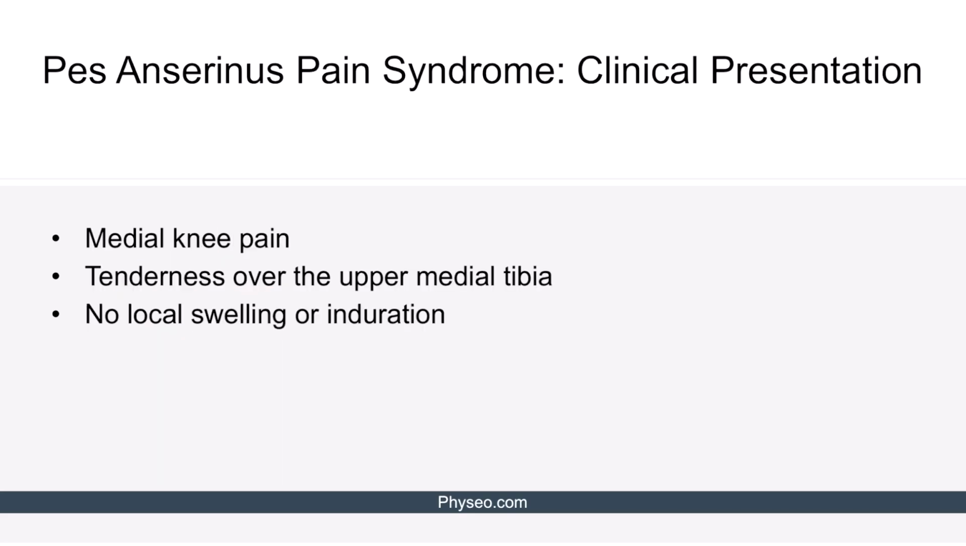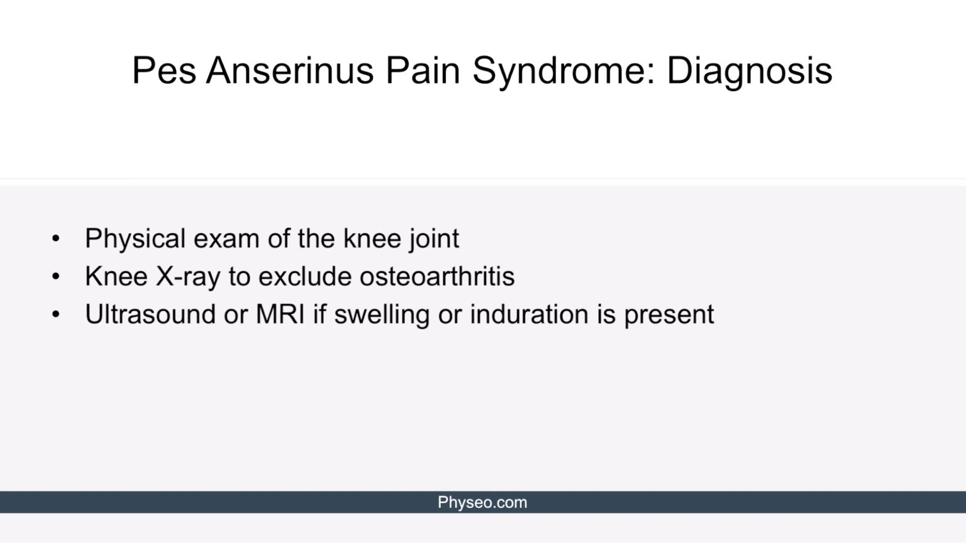Pes anserinus pain syndrome presents with medial knee pain and tenderness over the upper medial tibia. This is because the pes anserinus inserts to the upper medial tibia. Importantly, there is no local swelling or induration. Diagnosis of pes anserinus pain syndrome is primarily made by physical exam of the knee joint. A knee X-ray is performed to exclude osteoarthritis. Ultrasound or MRI can be done if swelling or induration is present.